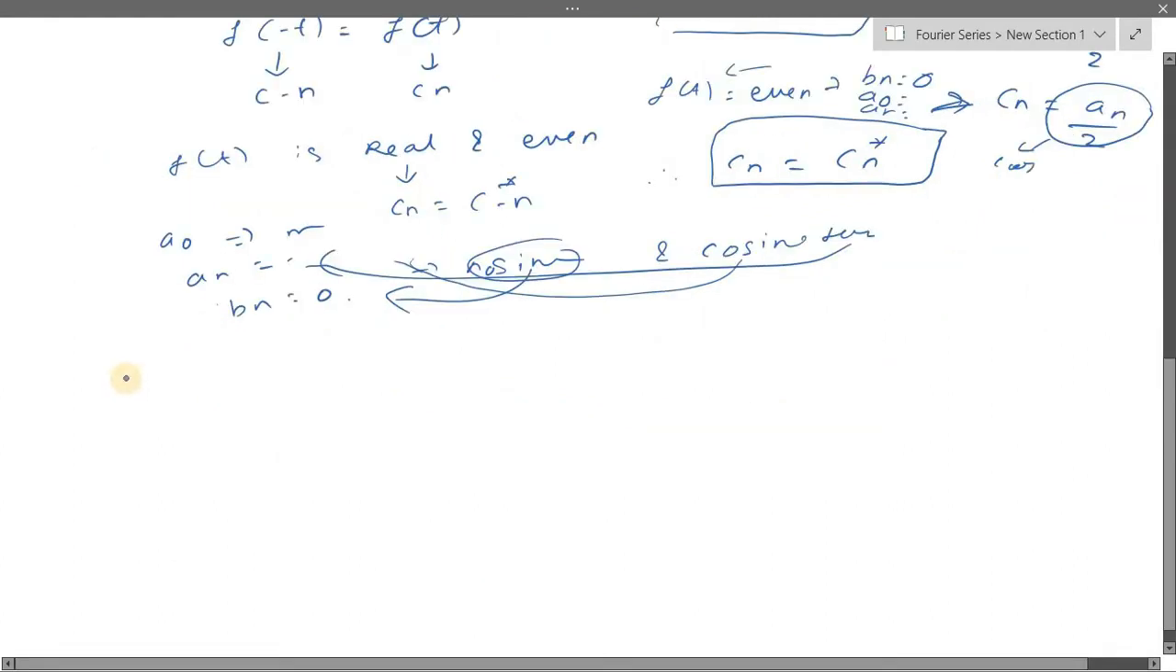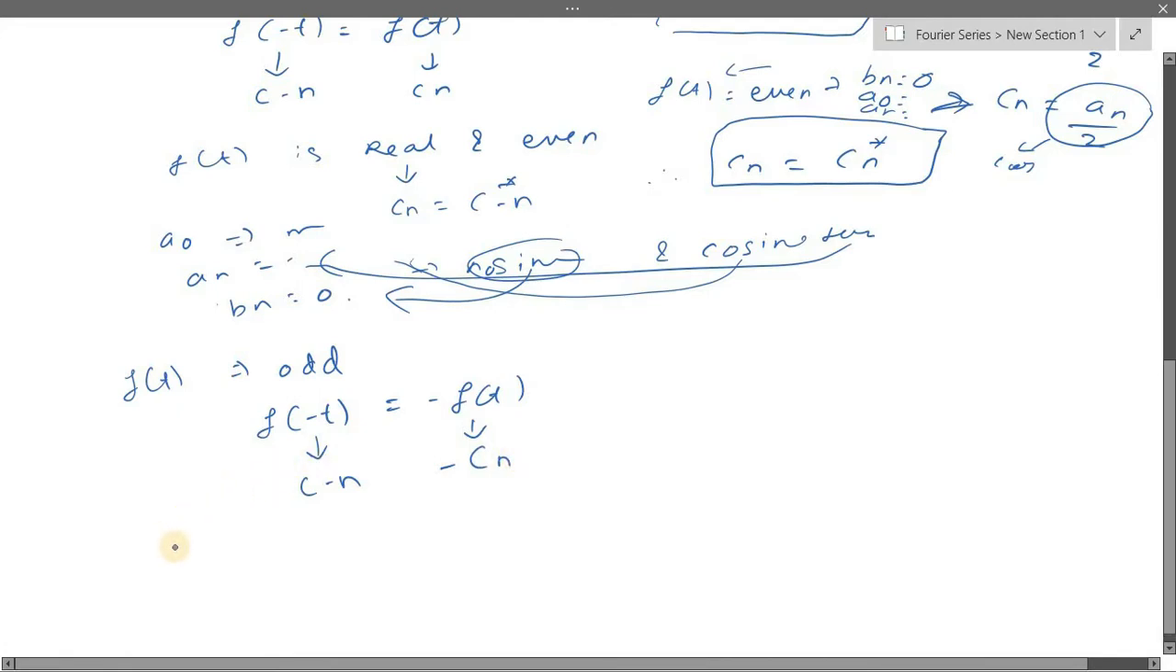Now let's see when your f of t is odd. When your f of t is odd, it means that f of minus t will be equal to minus f of t, right? The coefficient of f of minus t is C of minus n, and the coefficient of minus f of t will be minus C of n, right?